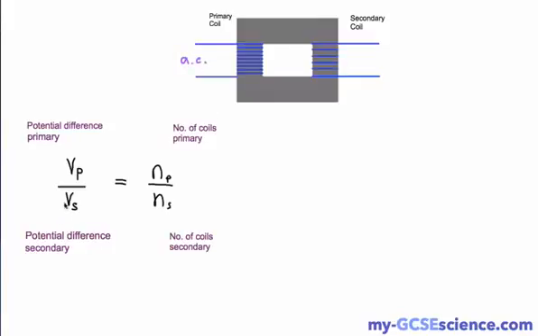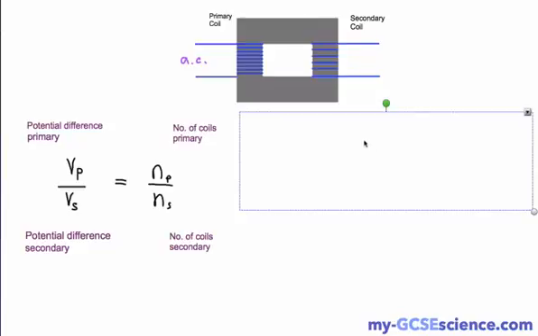And the second one here is the voltage or the potential difference in the secondary coil, Vs, and that is the same as the number of coils in the primary divided by the number of coils in the secondary coil. Okay, so if we have this equation, we can work out a missing value that we might have based on some information they give us. So let's have a go at a question.